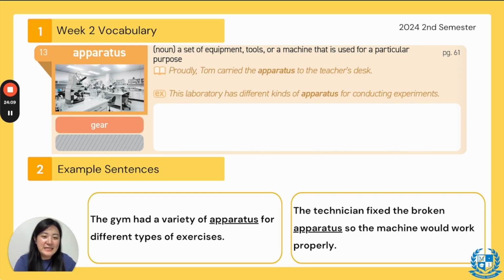Next one, it says the technician fixed the broken apparatus so the machine would work properly. So a person had to come and fix it. And here we can also say another synonym for apparatus could be machine.